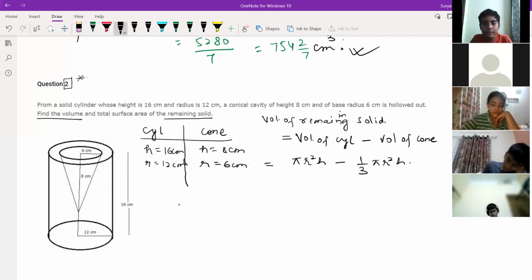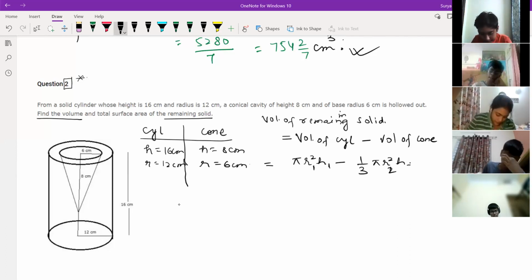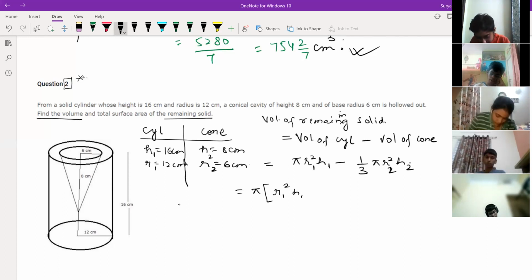Okay. Now here we are writing R1 H1. Children, why are we writing R1 H1 and R2 H2? Because these both are different for this. That's why we have to write in this way. Here you can take only pi as common, and in bracket you can write R1 square H1 minus 1 by 3 R2 square H2.